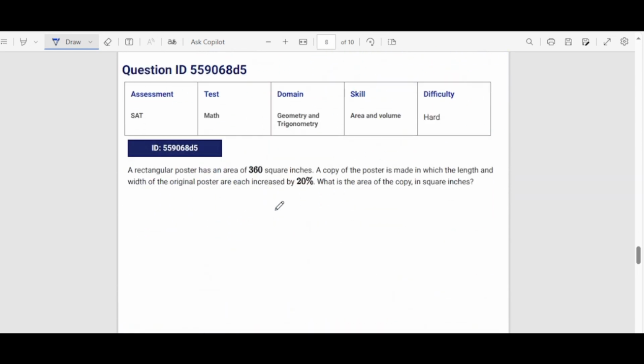Okay, next question. A rectangular poster has an area of 360 square inches. The total area is 360. A copy of the poster is made in which the length and width of the original poster are increased by 20%.